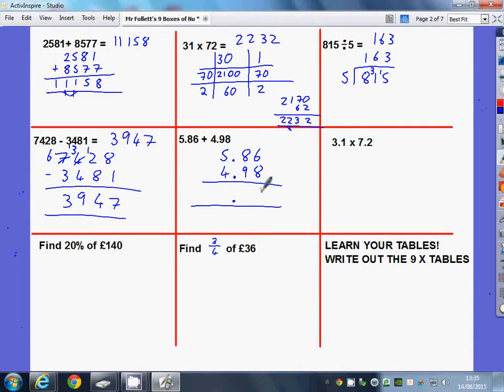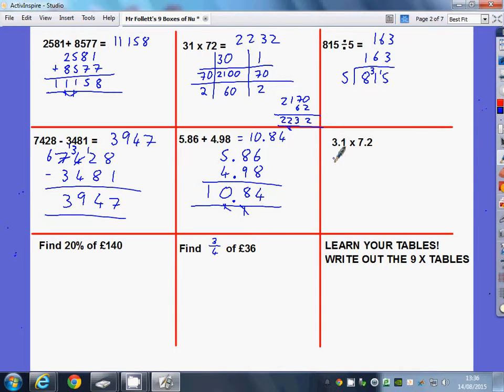6 add 8 is 14, 4 carry the 1. 8 add 9 is 17, add that one there is 18. You've got your 8 there, and your carried 1 goes on the other side of your decimal point, doesn't it? 5 add 4 is 9, add your carried 1 is 10. So we get an answer of 10.84.